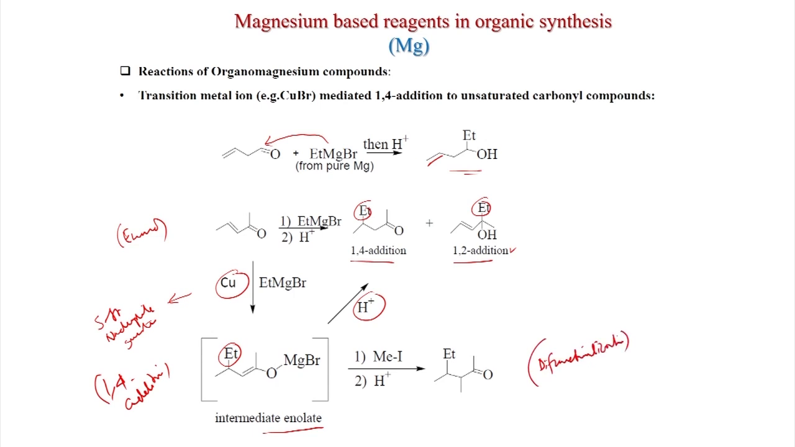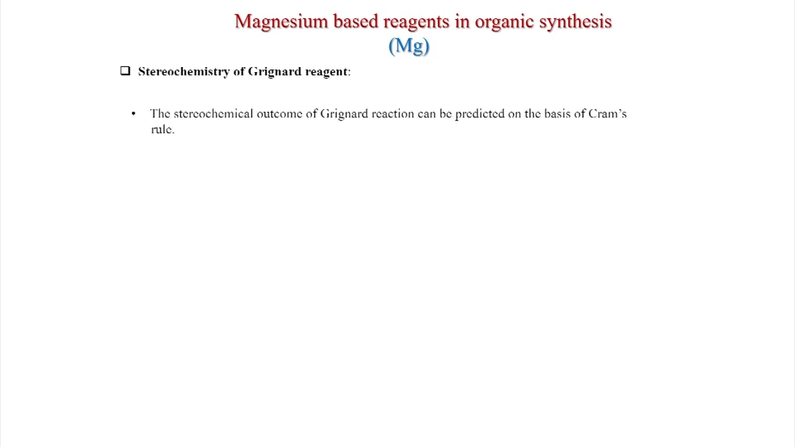So, this enolate, whatever enolate is generated, can be reacted with an alkyl halide like iodomethane, and you get this methyl group here, and after acidic workup you get the ketone.